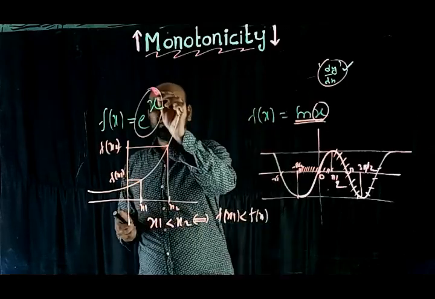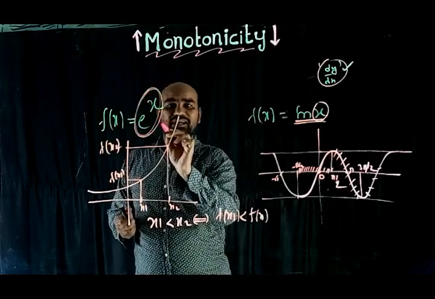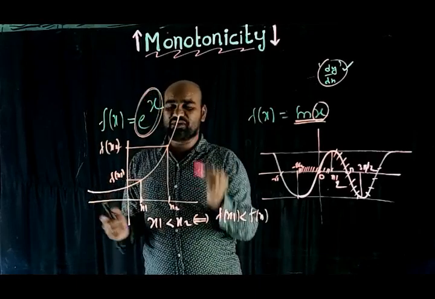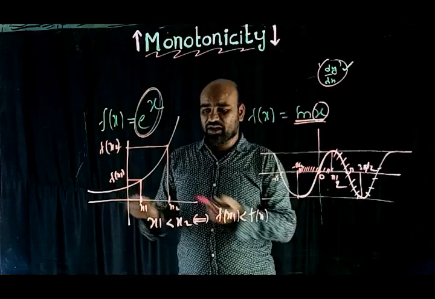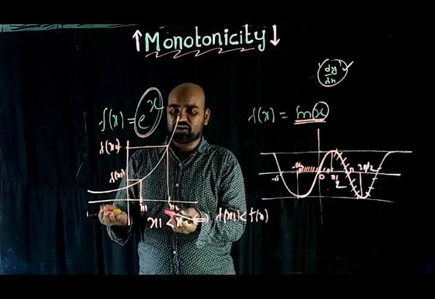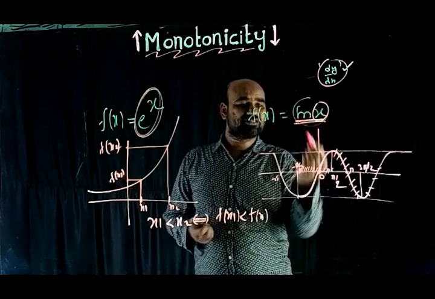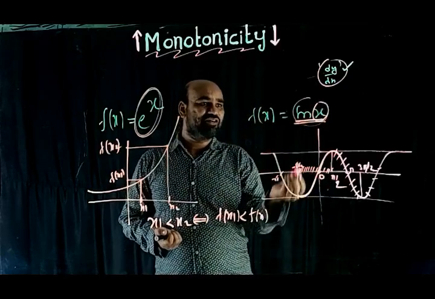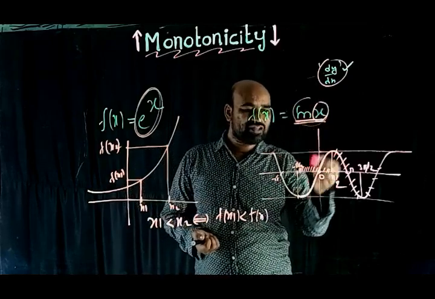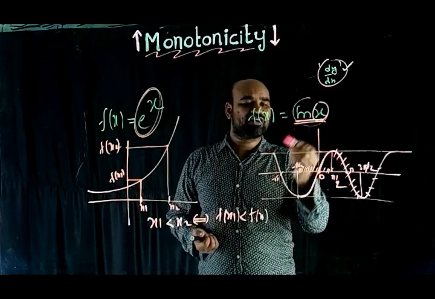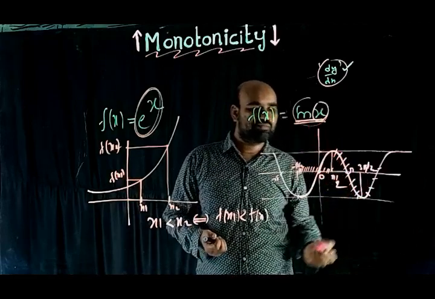Without using differentiation, I concluded that e power x is an increasing function because e power x is a simple function. I can draw this graph, and by observing the graph only you can conclude that the function is increasing. The sin x function is also a simple function. We can draw this graph, and by observing the graph, we can conclude that the function is increasing in some intervals and decreasing in some intervals.